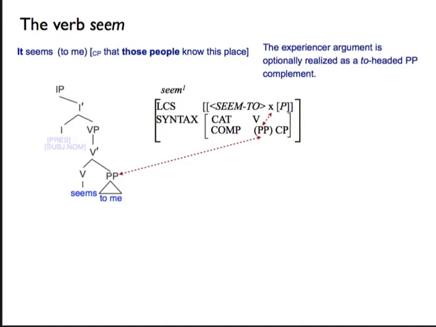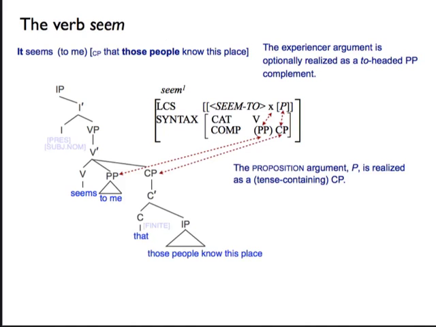And then the experiencer is realized as a two-headed PP complement. Because it's an argument, it's got to be a complement. And it just has to be that it is in a PP headed by "to." That's not exactly completely spelled out in the entry, but I'm assuming that from the meaning of "seem to," that would determine the "to" preposition of the experiencer.